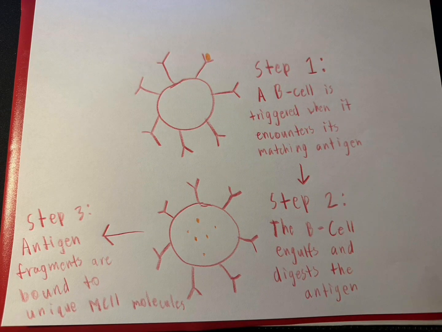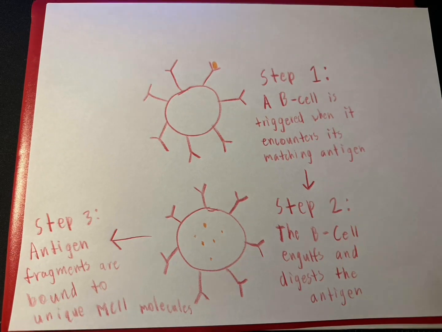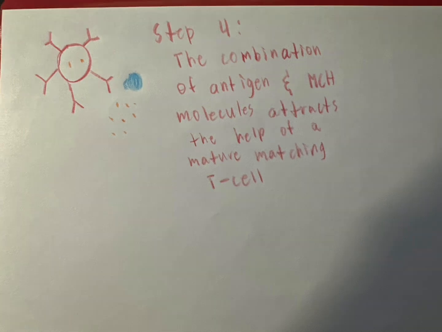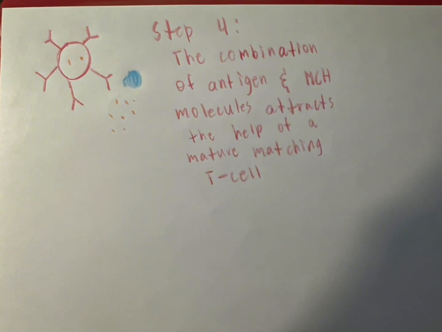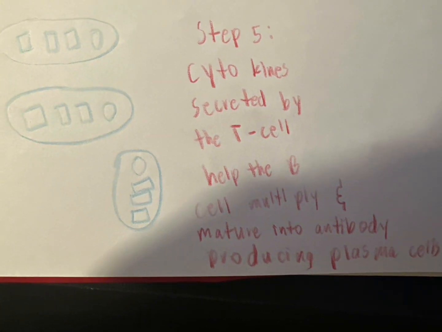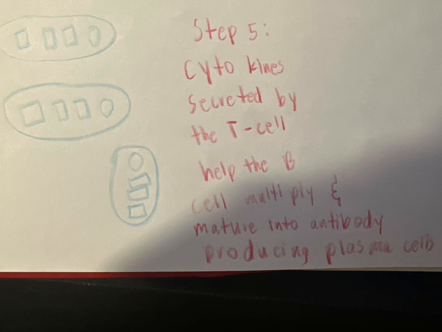And step 3, the antigen fragments are bound to unique MHC2 molecules. Furthermore, moving on to a new paper, step 4, the combination of antigen and MHC molecules attracts the help of a mature matching T cell. And then moving on to step 5, the cytokines are secreted by the T cell to help the B cell multiply and mature into antibody-producing plasma cells.